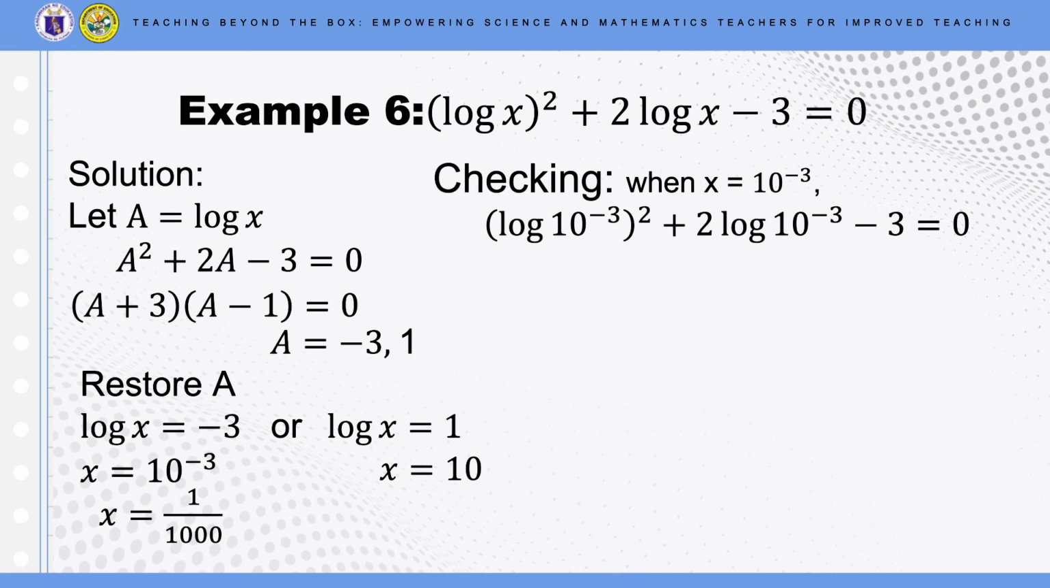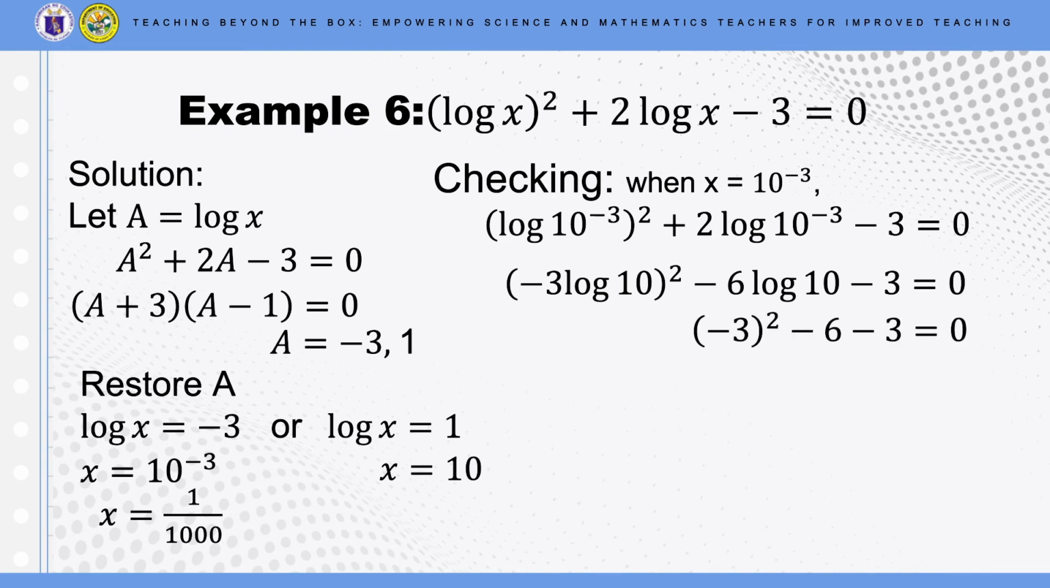Now let us check. When x equals 10 raised to negative 3, we have the square of log 10 raised to negative 3 plus 2 log 10 raised to negative 3 minus 3 equals 0. Simplify. We have now the square of negative 3 log 10 minus 6 log 10 minus 3 equals 0. Again, we have the square of negative 3 minus 6 minus 3 equals 0. Therefore, 0 is equal to 0.